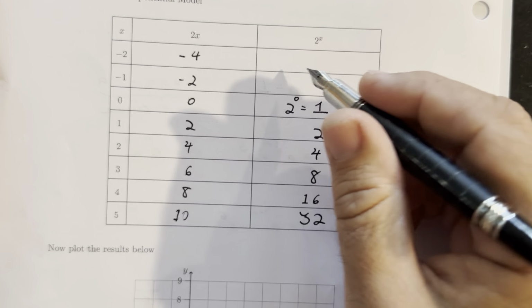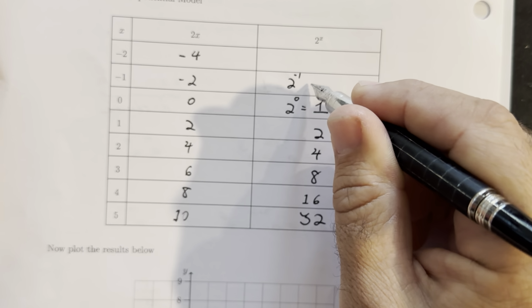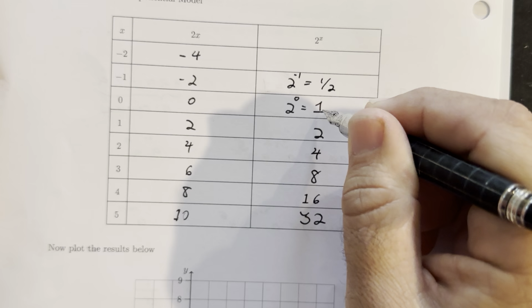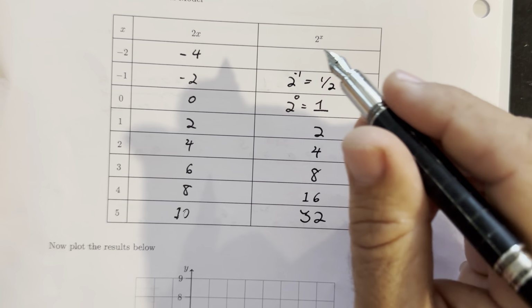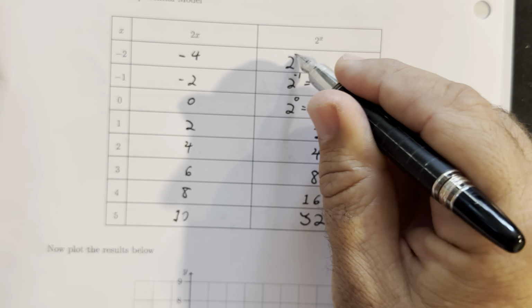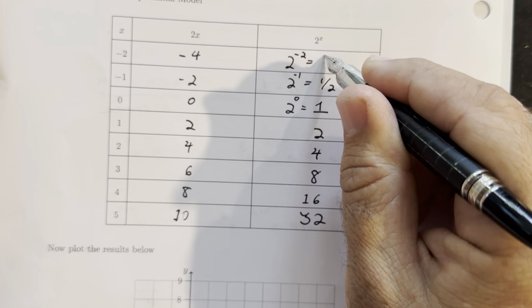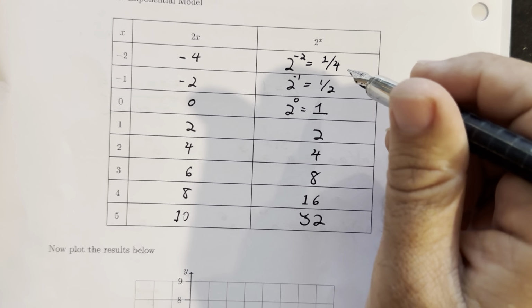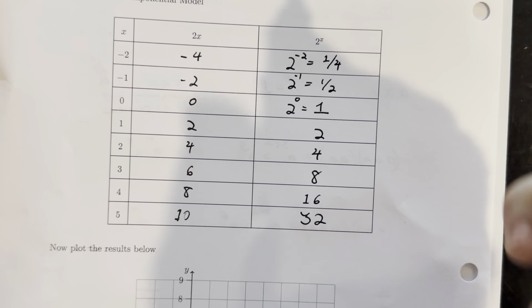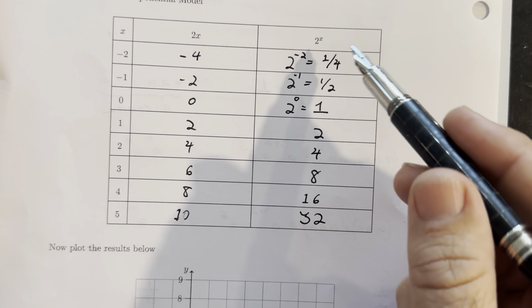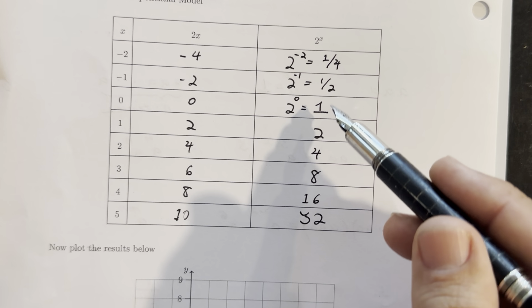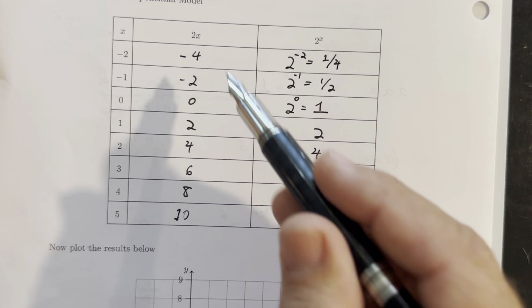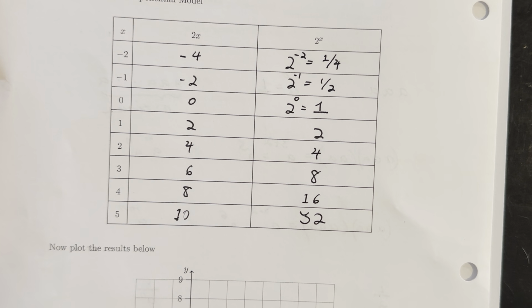Going the other way, 2 to the negative first is a half. Note that 1 is twice a half. And 2 to the negative 2 is a fourth. And again, note that a half is double a fourth. And so you can see how the exponential model grows a lot faster than the linear model.